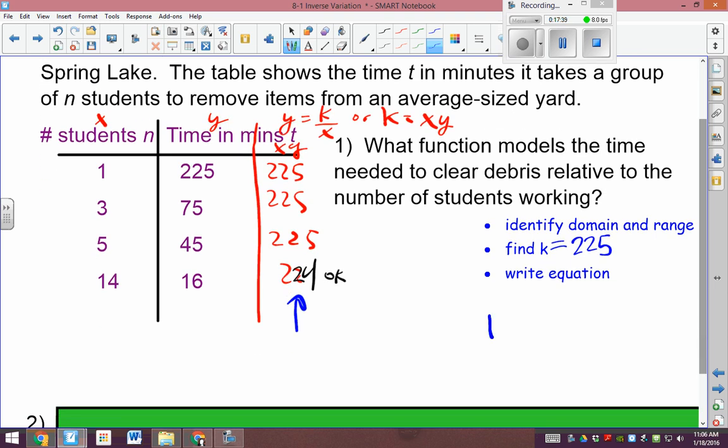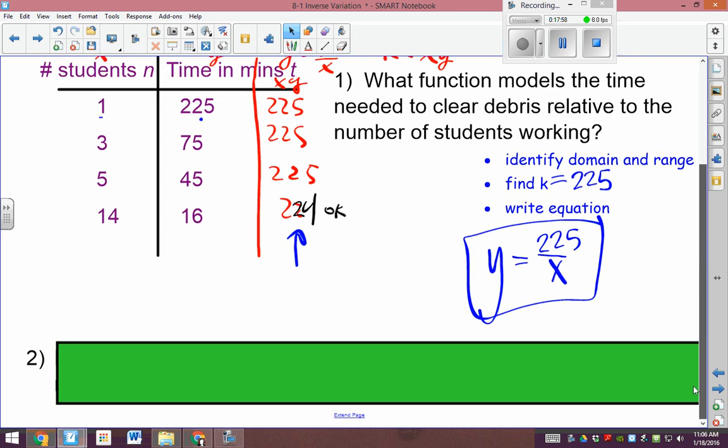And pretty quickly then we can write the equation. It's k divided by x. And we could check some answers here, say 225 divided by the number of students. So we're not graphing here, but they do want to know.